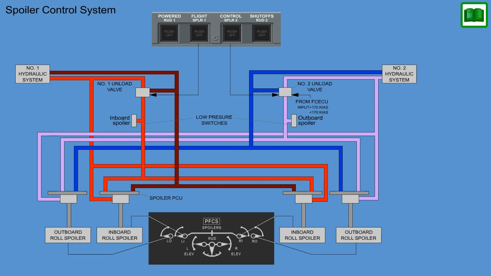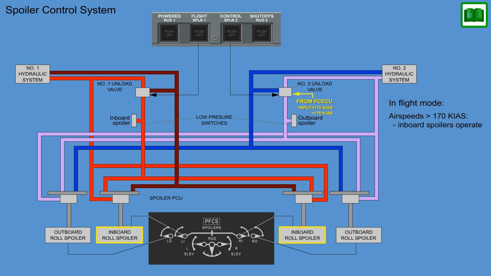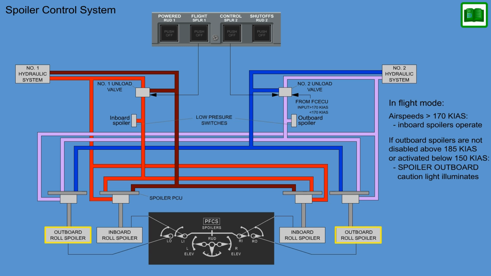There are 3 modes of spoiler operation: flight mode, ground mode, and taxi. In flight mode, with airspeeds greater than 170 knots indicated airspeed, only the inboard spoilers operate. The Flight Control Electronic Control Unit disables the outboard spoiler. If the outboard spoilers are not disabled above 185 knots indicated airspeed or activated below 150 knots indicated airspeed, the spoiler outboard caution light illuminates.